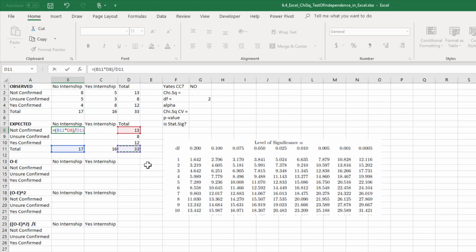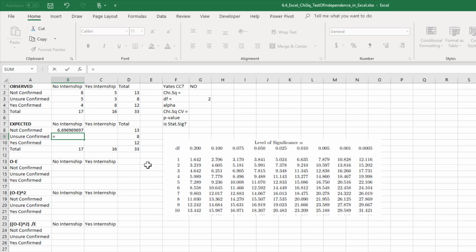Note that I'm clicking on the cell references. You can type in the numbers, but cell references make it a little bit easier. And our expected value here is 6.69 repeating, and that matches what we had in the slides.